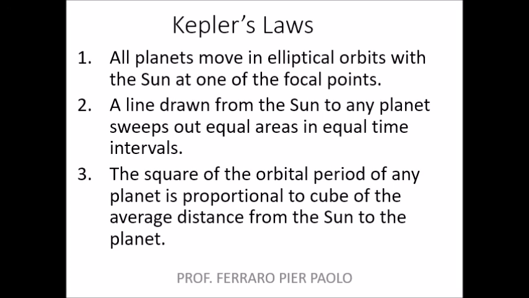The three Kepler laws. First, all planets move in elliptical orbits with the Sun at one of the focal points. Second, a line drawn from the Sun to any planet sweeps out equal areas in equal time intervals. Third, the square of the orbital period of any planet is proportional to the cube of the average distance from the Sun to the planet.